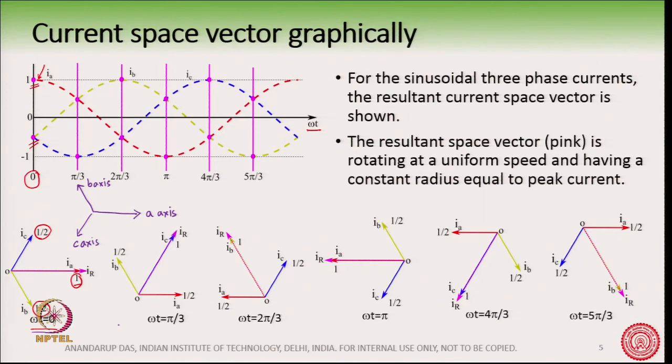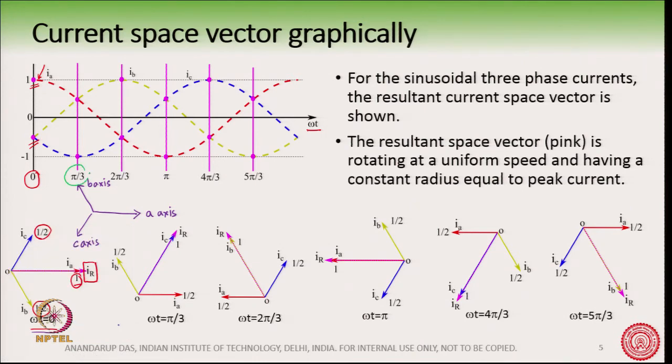So, when you do a vectorial addition of these three quantities Ia, Ib, Ic and multiply by 2 by 3, then you will see that the resultant I R here is having the same position as Ia and its amplitude is the same as the peak value of Ia, which is 1 in this case. We had just seen mathematically it has the same Im. Now, let us take a second case.